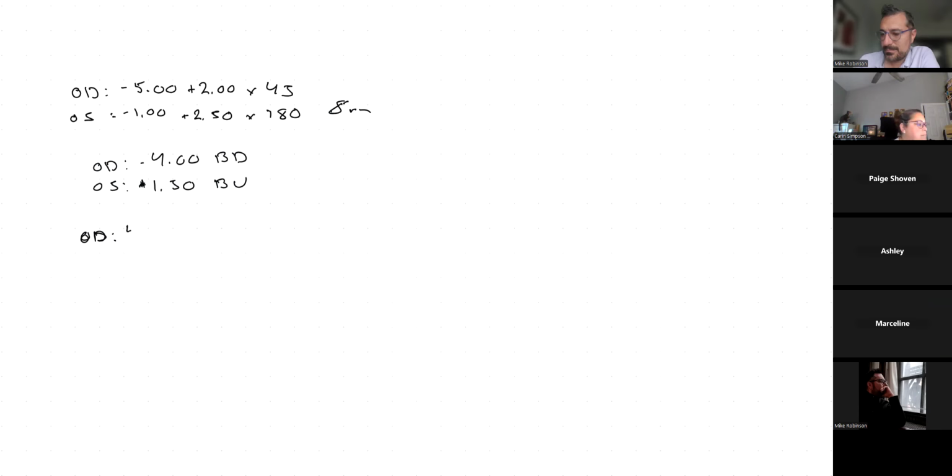Yep. Notice how he did -5 + 1 gives us -4. He didn't do any transposition there. He just took half of the cylinder and combined it with the sphere power. It's whatever makes you most comfortable, but when you're taking a timed test, as most of us on this call know, time is of the essence. And if you can look at that number, you see, oh, +2 still at 45. Well, that's +1. And then add that to the sphere, and you have your -4.